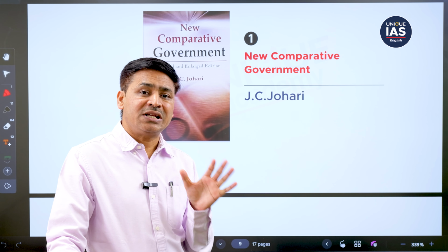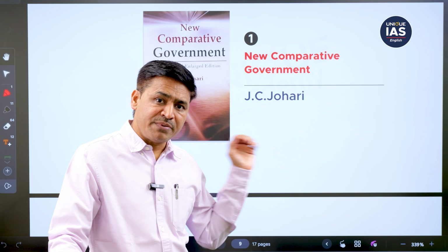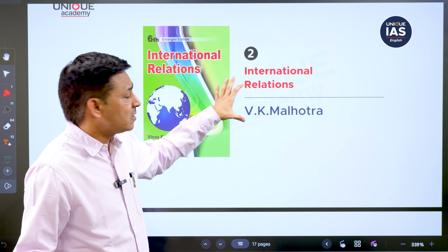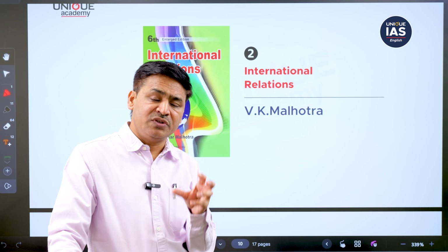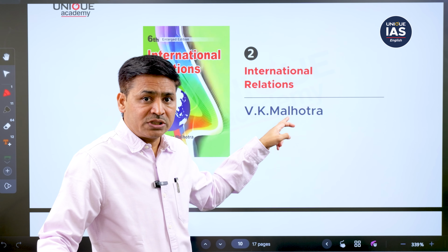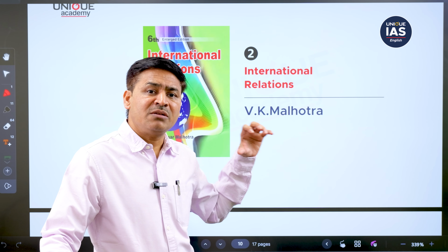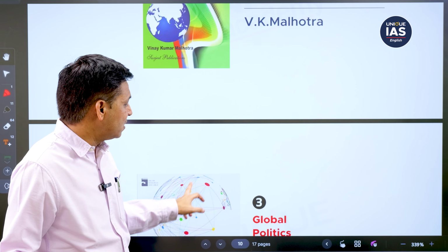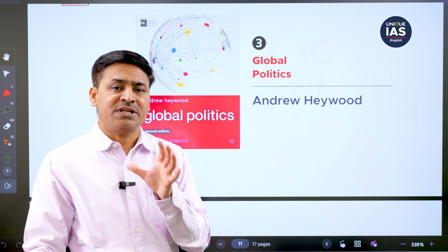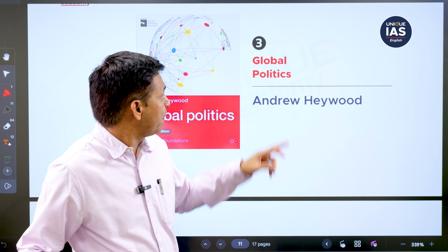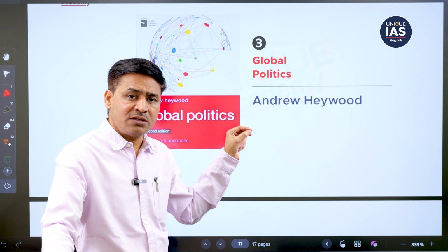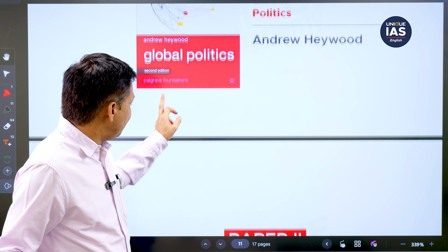Now paper 2, so the first reference to be referred to by you is New Comparative Government by J.C. Johari. There are 4 chapters as far as the syllabus of comparative politics is concerned, and that's a very important book. Then this is a kind of introduction to international relations, which mainly focuses on all fundamental concepts from IR, written by V.K. Malhotra. This is a very foundational, primary reference book, and you must refer to this. And then the reference book for section A of paper 2, mainly international politics, is Global Politics, written by Andrew Heywood, and that's the reference book as far as international political affairs are concerned.